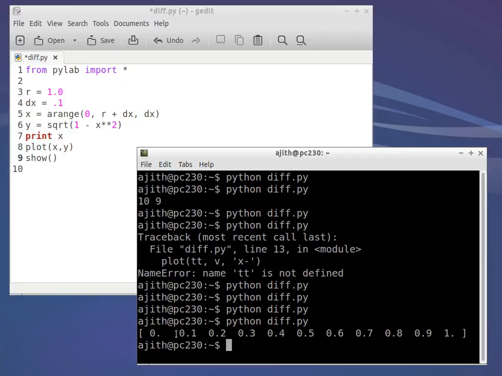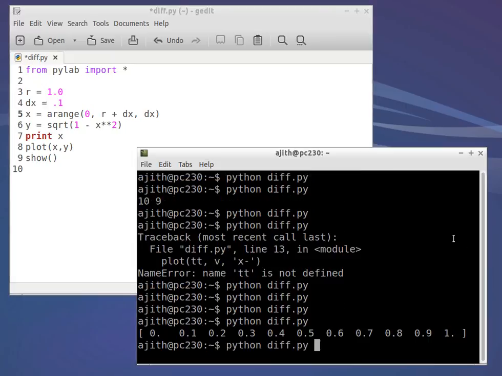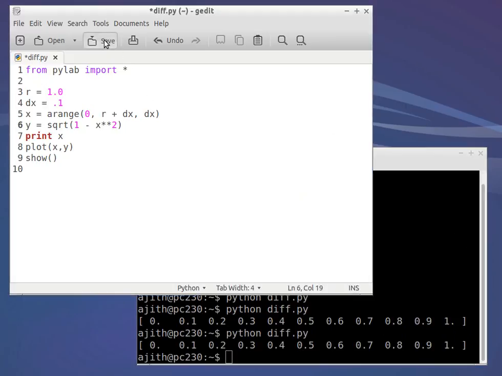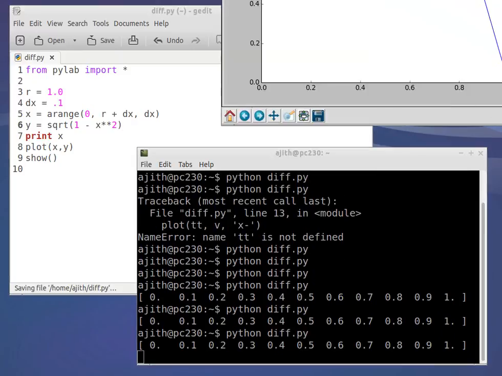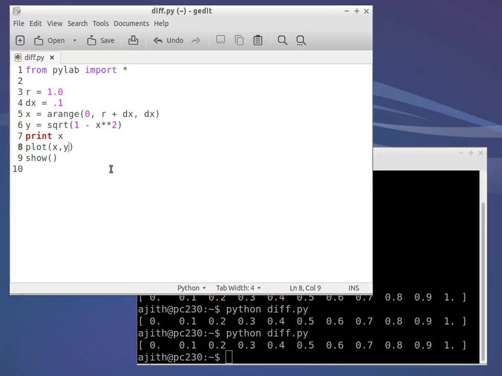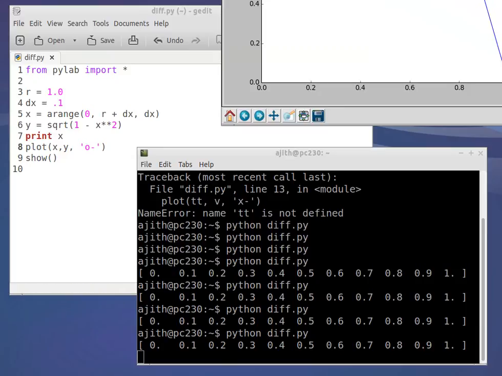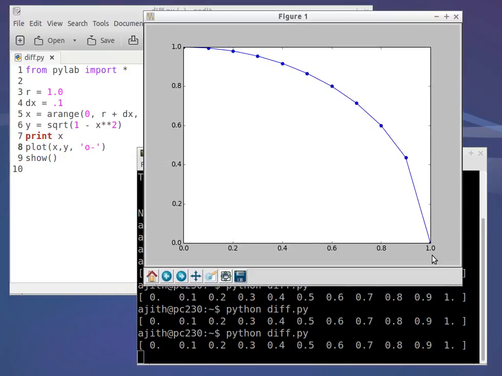So these are our points. So let us plot the graph as well. See, this is our graph, and probably we can mark the points as well on the graph. That is something like this. And so here is our quarter of the circle, and you can see the points.